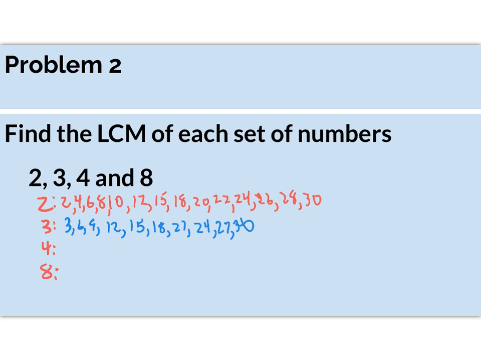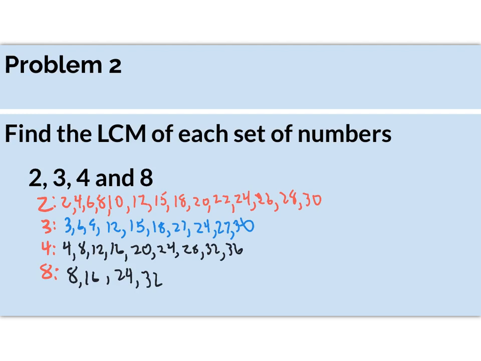Let's run through 4. 4, 8, 12, 16, 20, 24, 28, 32, 36. Okay, let's run through 8. 8, 16, 24, 32. Let's see, do we see a common number?